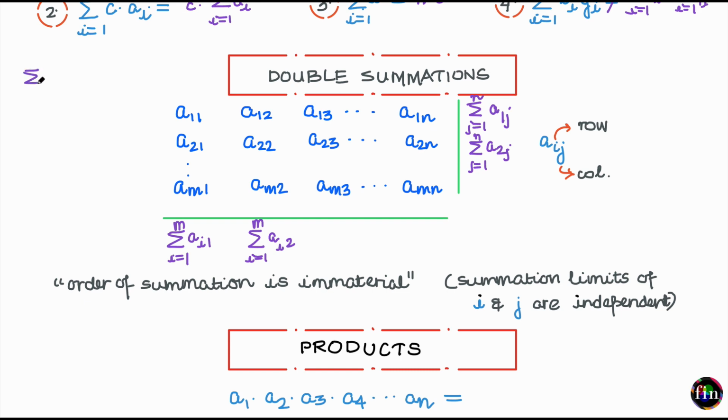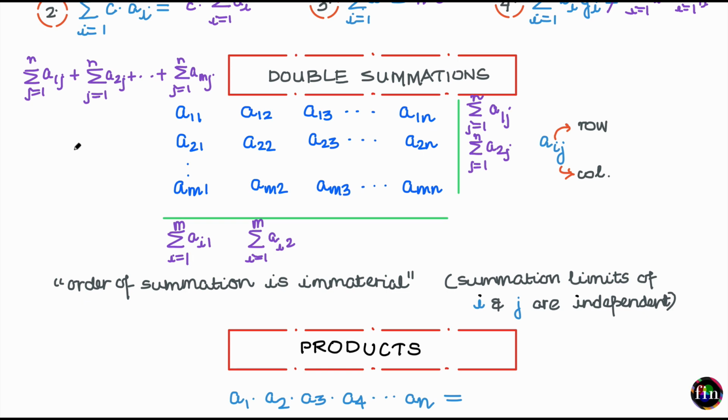Basically, it's like summing up from j equal to 1 to n of a1j plus the sum of j equal to 1 to n of a2j all the way till the sum of j equal to 1 to n of amj. Okay, so if you were to take a look at each of these terms, what is the same every time? The summation operator is the same. aj is the same. See, every term has aj. What is changing in every term is the first subscript.